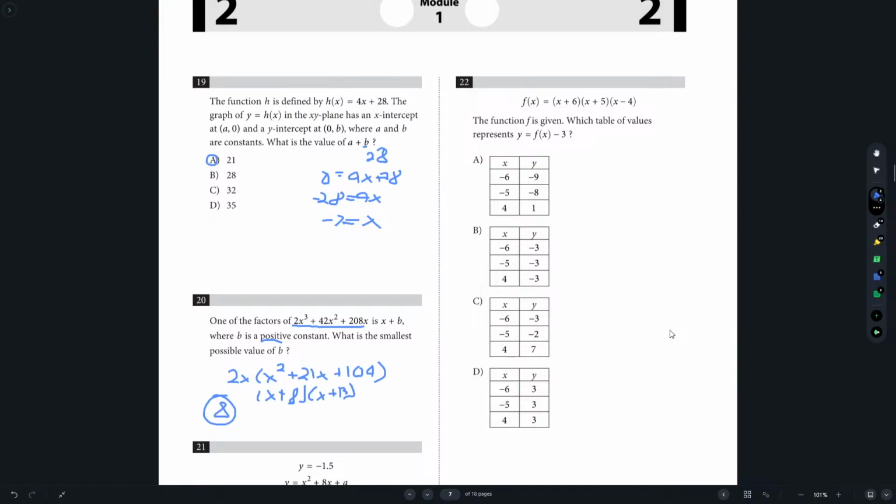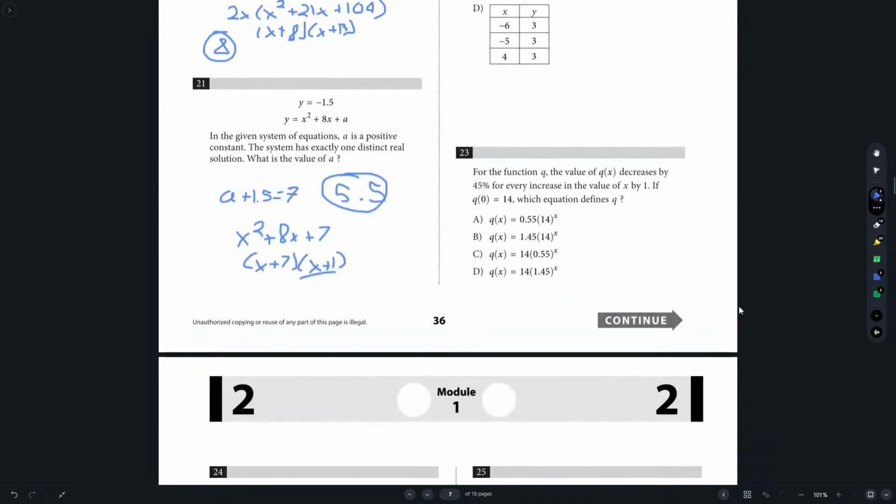So you would plug in the x into f of x, and then you would just subtract 3 from it. So if you were to plug in -6, you would get 0, so it would be -3. If you plug in -5, you would get 0, it would be -3. If you plugged in 4, you get 0, and then you subtract 3. So the answer is B, because we're just plugging in the zeros here.